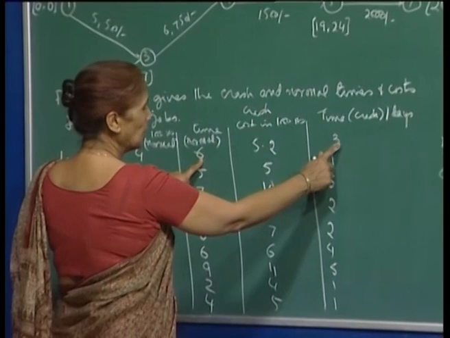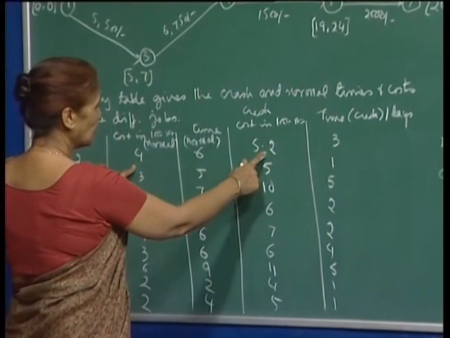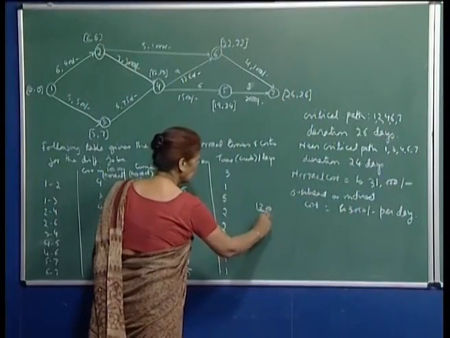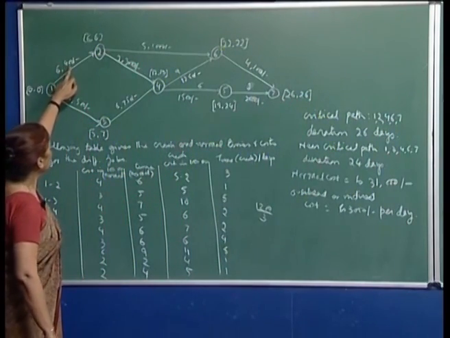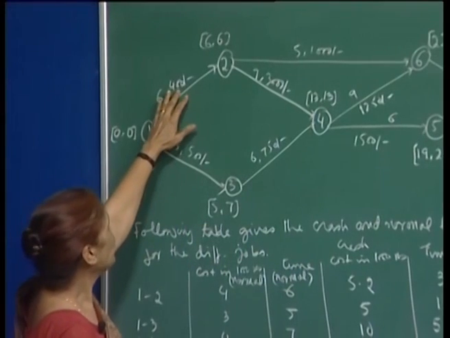So, you can crash the activity by 3 days, and the difference in the cost is 1200. That means 1200 divided by 3, which is 400 rupees. So, here I have written the rate of crashing the activity by 1 day. This is the rate of crashing.